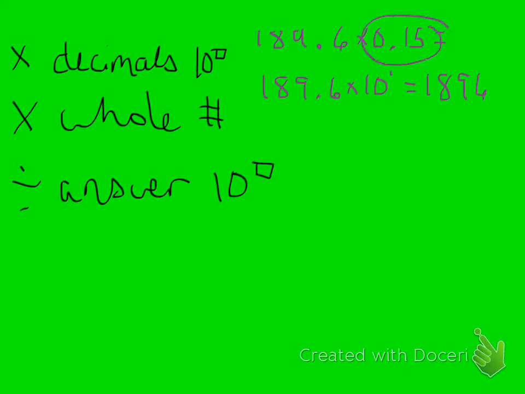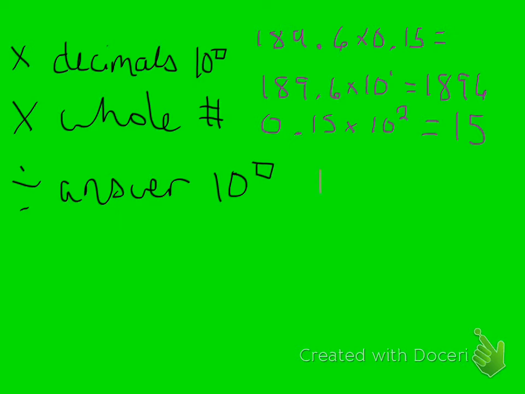Now I'm going to work with my other number, 15/100 times 10. On this one, I'm going to have to move 2 spots to make it a whole number. So times 10 to the second power, and that equals 15. Now the next step is to multiply those two whole numbers.